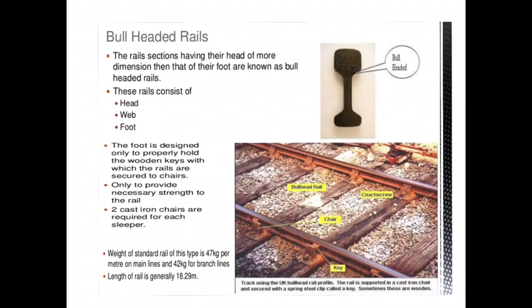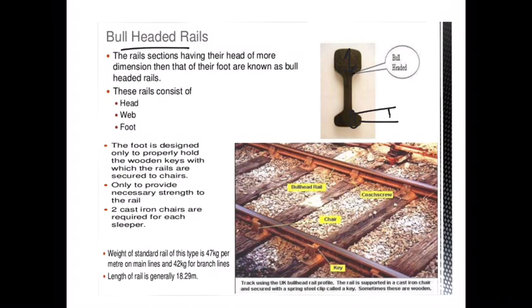The second one, what you can see, is the bull headed rails. So here you can see the dimension of the head is more than the foot section. If we provide the section in such a way that there is greater depth at the head section compared to the foot section, such rails we call the bull headed rails.